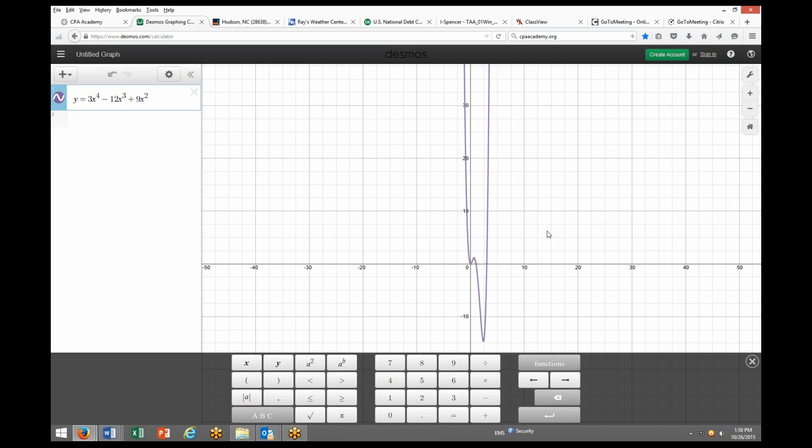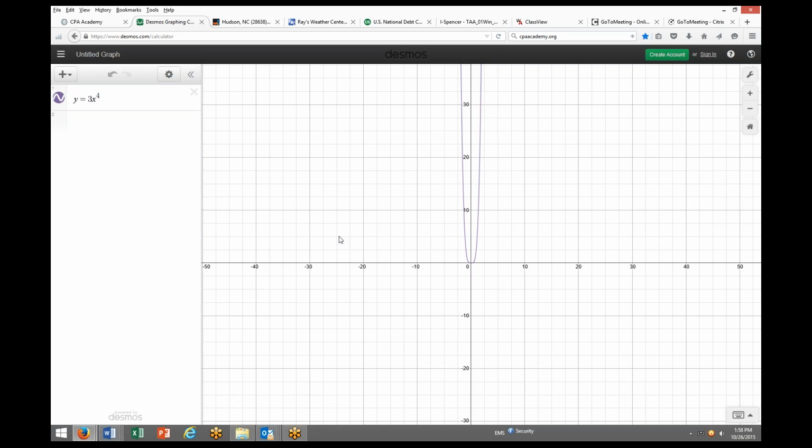The number of changes in decreasing versus increasing, whether the graph's going up or down, is always 1 less than its degree, or some multiple of 2 less than that. So we could either have these 3 changes of direction, or we could just have 1 change of direction, as we have if we eliminate all those terms and just have y equals 3x to the fourth. Now there's only 1 change of direction. It was decreasing, and now it's increasing. So some basic interesting stuff about polynomial function graphs.